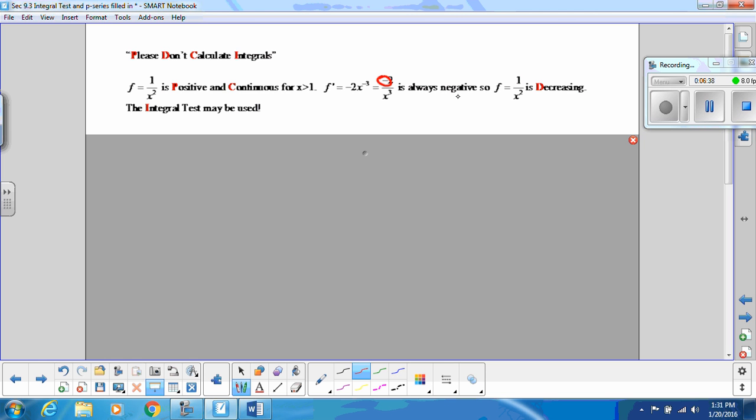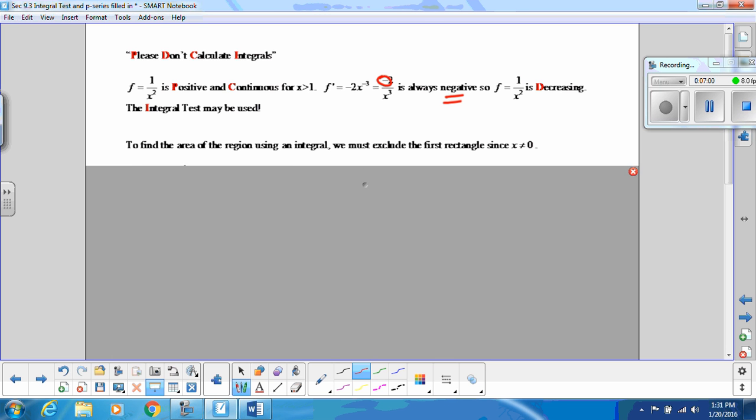So that's going to be, and keep in mind this is for x is greater than 1. So that's always going to be negative, so that means that our function is decreasing on that interval. Okay, so that means we can use the integral test. And again, you don't necessarily have to show all of that when you do this step, but you do have to check it. Otherwise, like I said, you could be doing the wrong test.